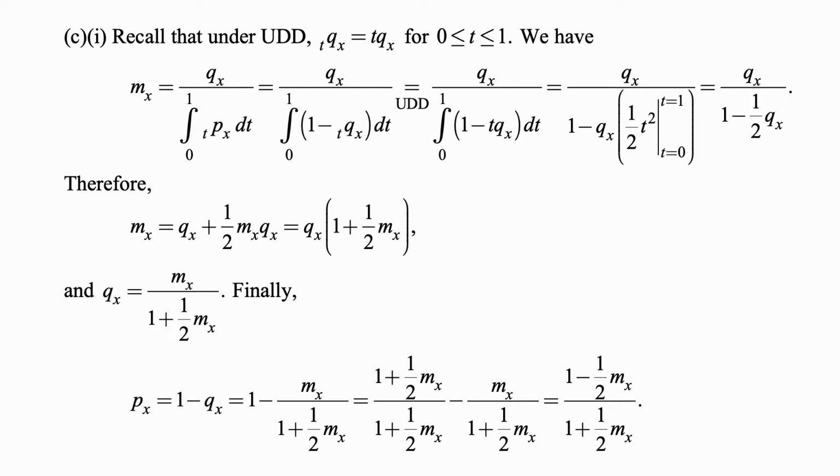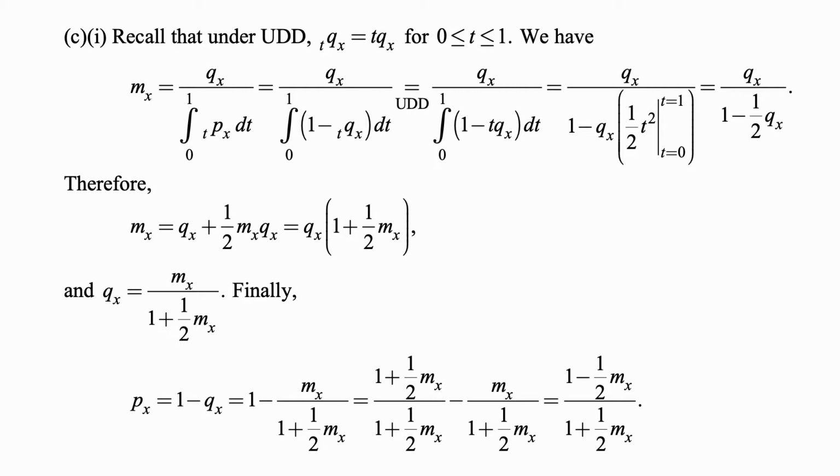But anyway, mx can also be written, if you multiply both sides by 1 minus 1/2 qx. So mx is qx over 1 minus 1/2 qx, multiply both sides by 1 minus 1/2 qx, so the left-hand side becomes mx minus 1/2 mx qx, and then leave that mx on one side, move the other stuff to the other side, so this becomes mx is equal to qx plus 1/2 mx qx. So that's qx times 1 plus 1/2 mx, so that qx is mx over 1 plus 1/2 mx.